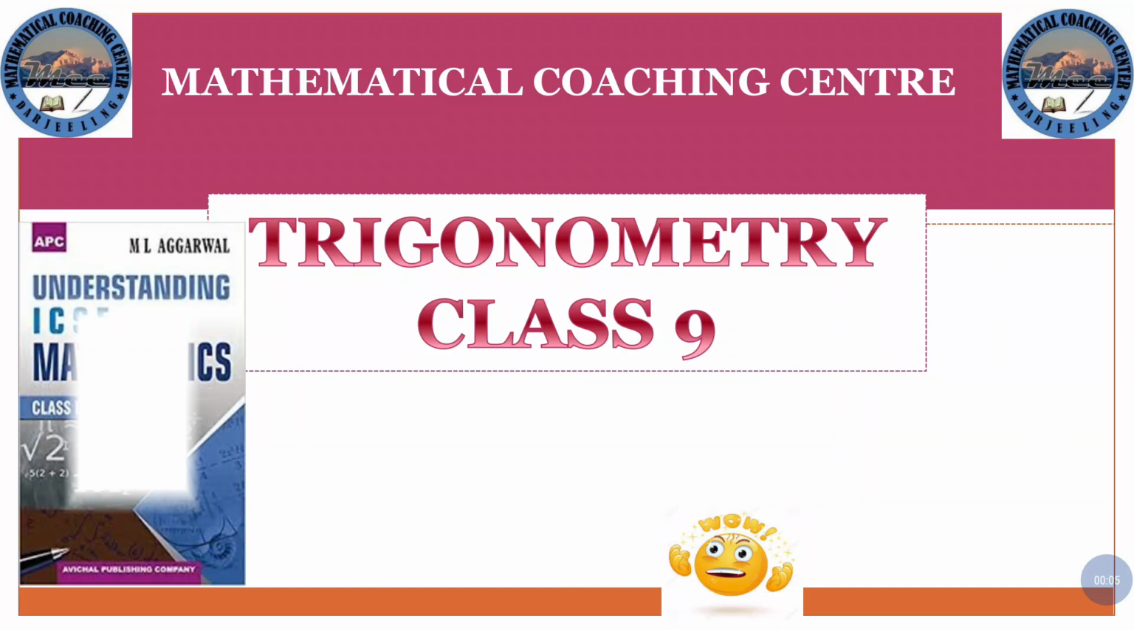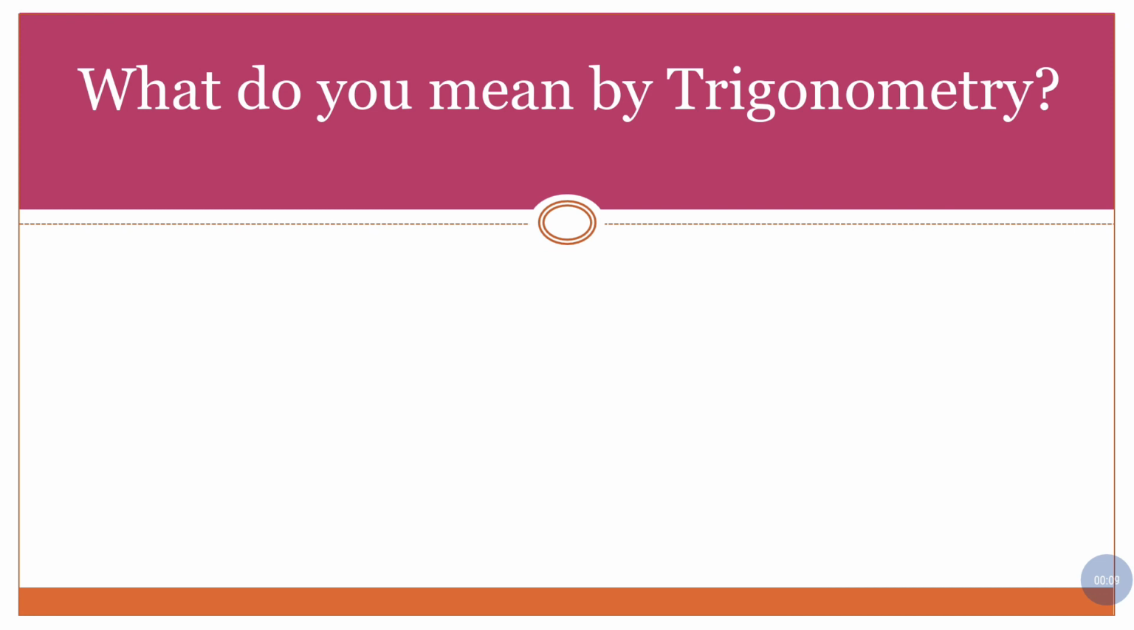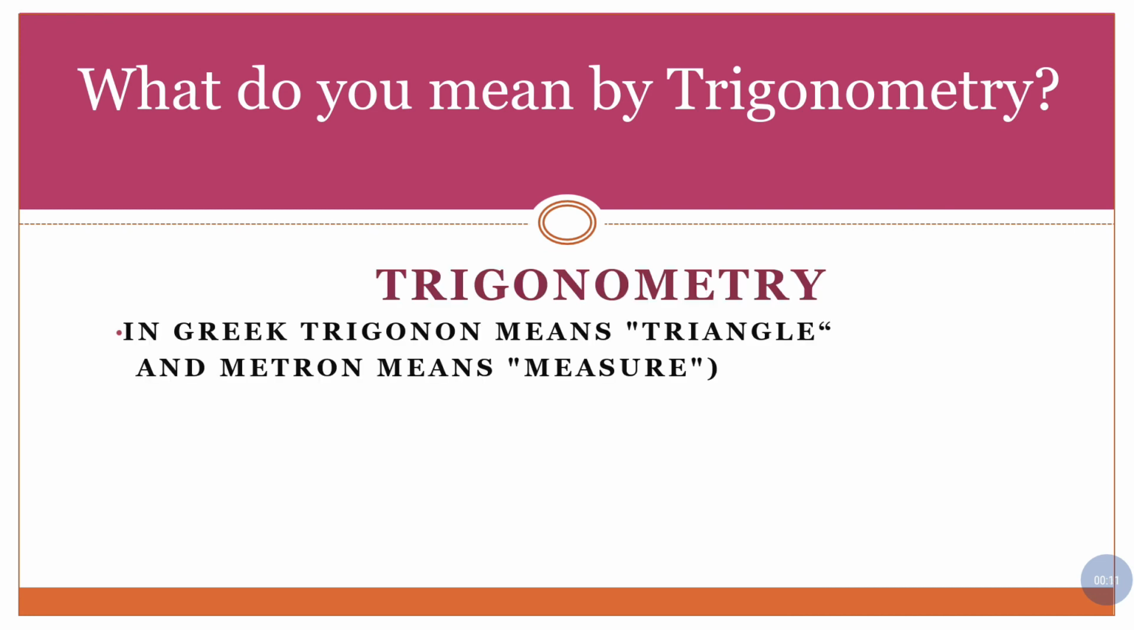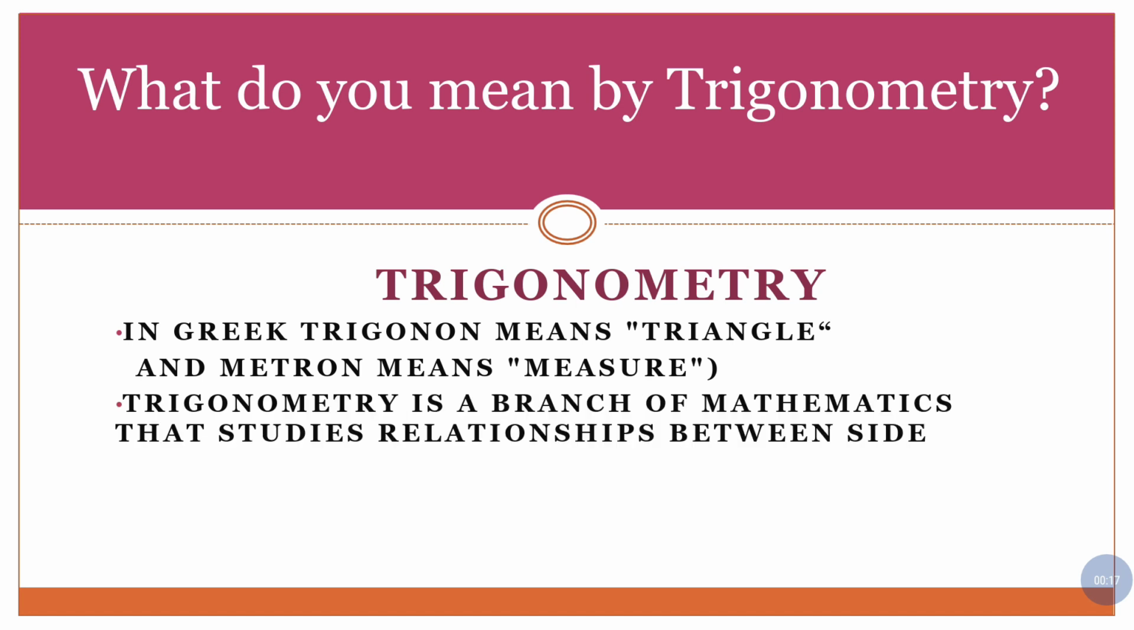In today's class, we'll do trigonometry for class 9. So what does this trigonometry mean? In Greek, trigono means triangle and metro means measurement. So trigonometry means triangle measurement. Trigonometry is a branch of mathematics that studies the relationship between the side lengths and the angles of triangles.